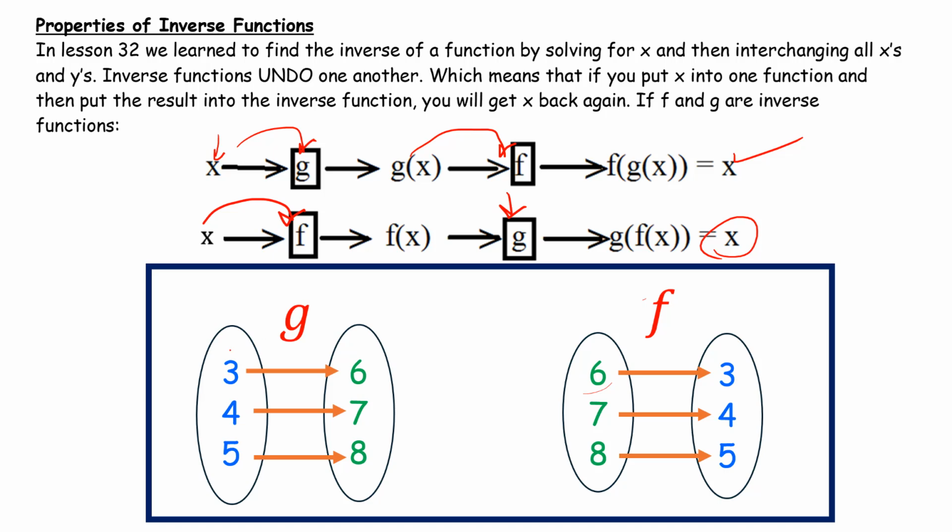So for example, if you put 3 into the g function and you get 6, and then you take what you got and put it into the f function, you just get 3 again. So it goes back to what it started out to be. So this is the point of this: if you want to check and see if two functions are inverses of each other, all you have to do is take the composition of the two functions. F of g of x should equal x, and g of f of x should also equal x if the functions f and g are inverses. So let's look at an example.